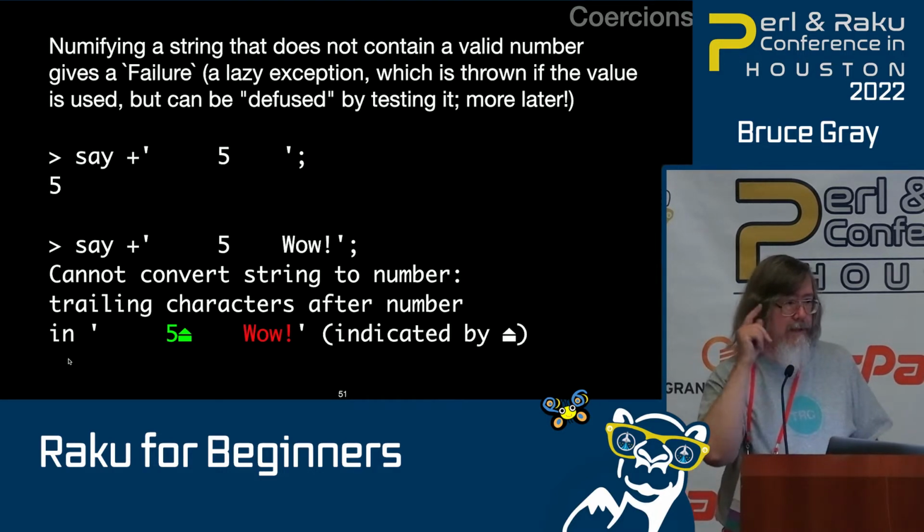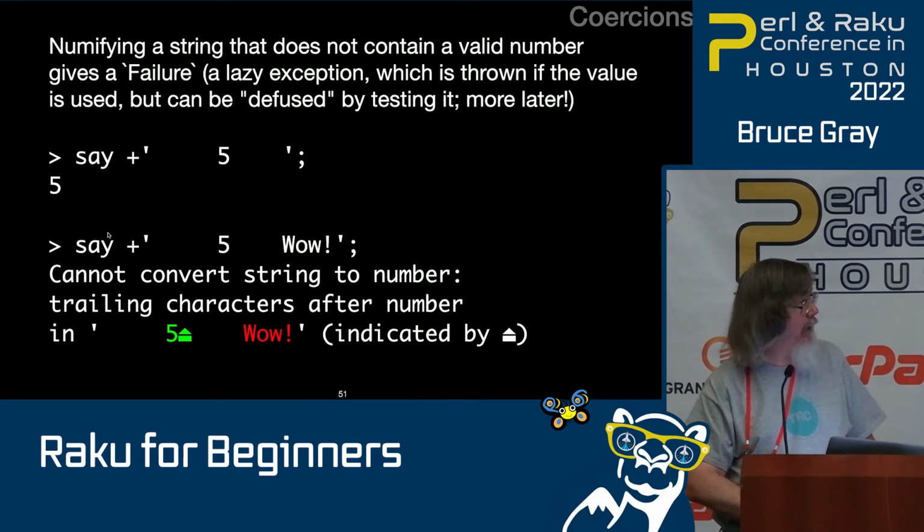Oh, I knew there was a slide on this. If you numify a string that doesn't contain a valid number, I'll tell you about failure in a second. So this works. It's fine with the white space there, but 5, wow, cannot convert string to a number, trailing characters after number. That's where the trailing characters start.